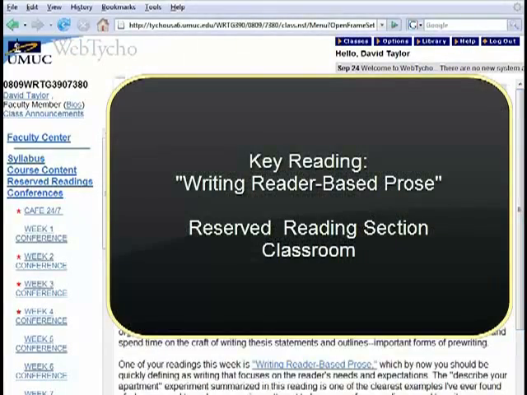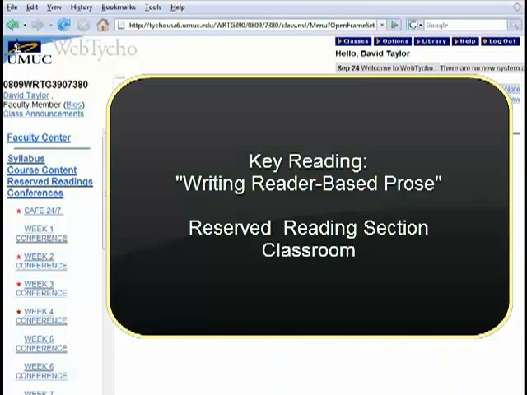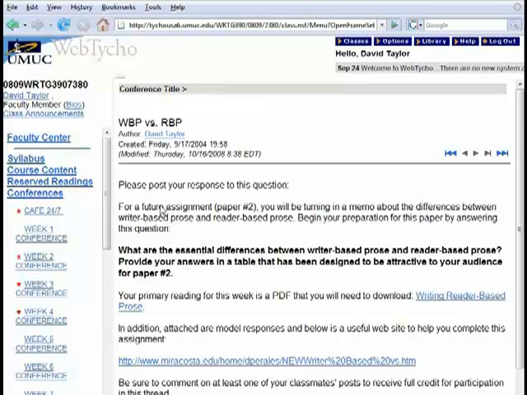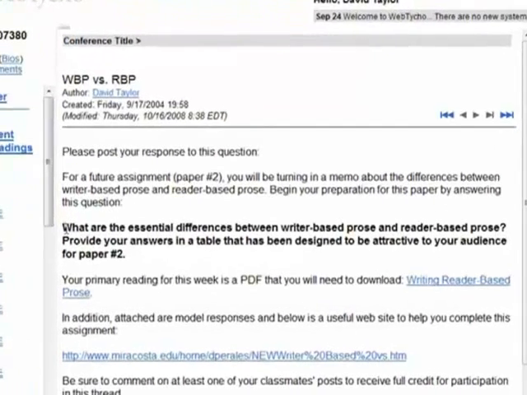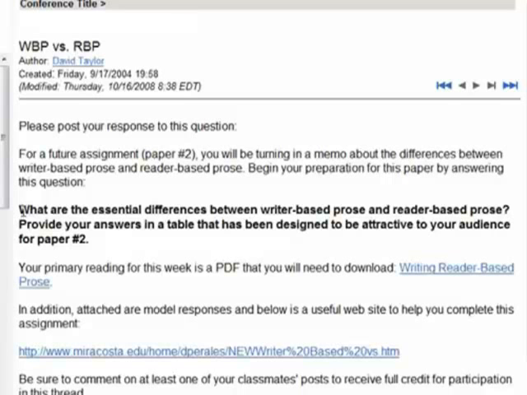Your key reading this week is about writer-based versus reader-based prose. That's what I want to focus on particularly in this week's conference. So let's take a look at thread number 2, writer-based prose versus reader-based prose. Your assignment is simply this: to post your response to this question right here.